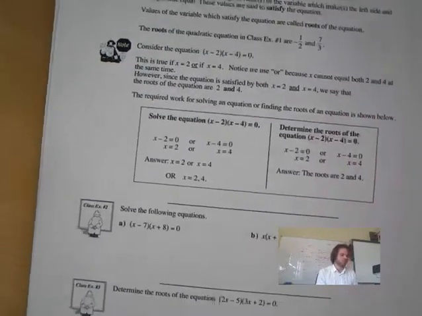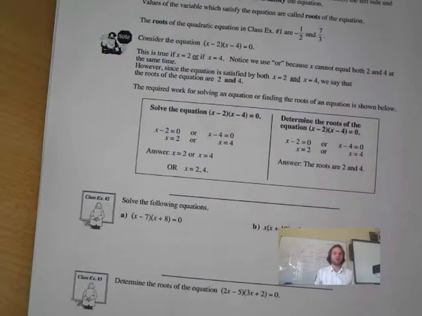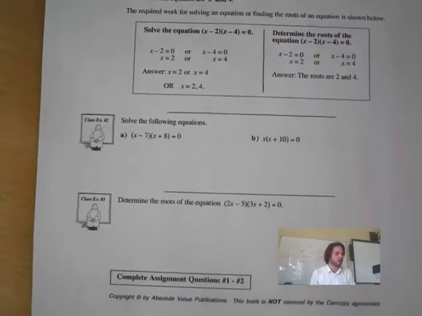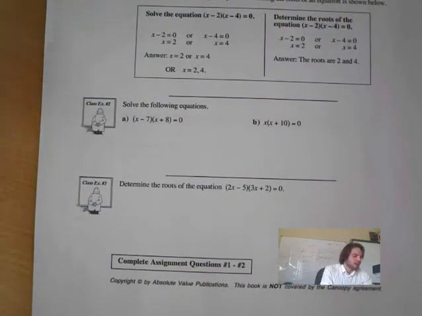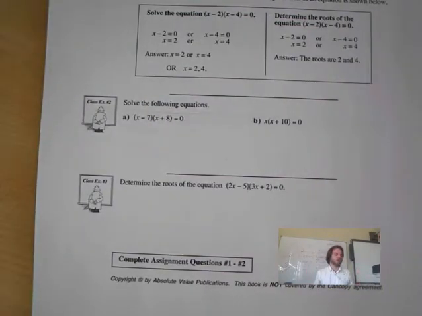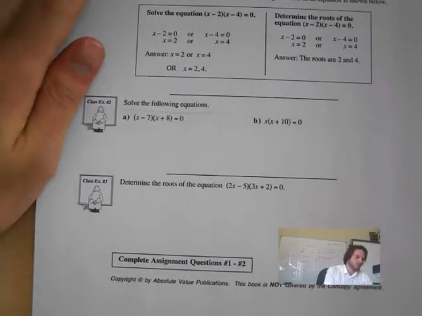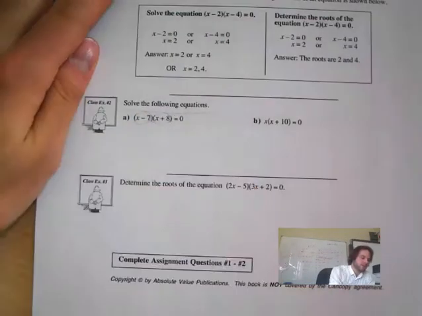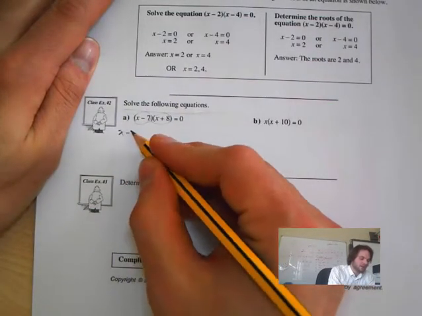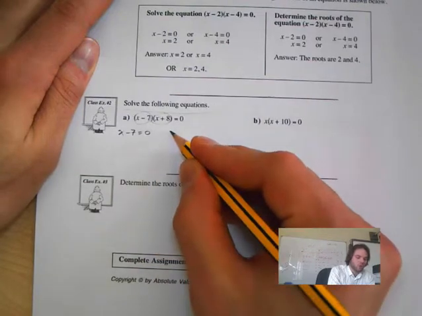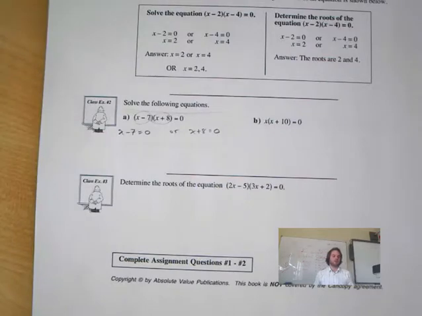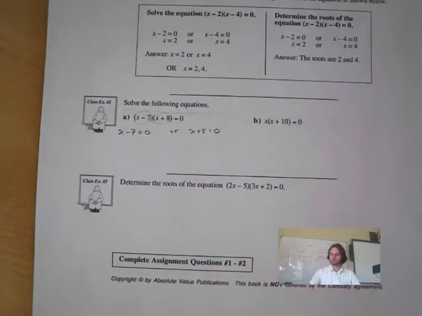So in other words, what we always have to do is solve for the x, for the right-hand side and left-hand side. Okay, so here we go. Solve the following equations. What must I do? Solve for this side and this side. So we have a right-hand side and a left-hand side. I know x minus 7 is equal to 0, or x plus 8 is equal to 0, right? So we have to look at both sides.